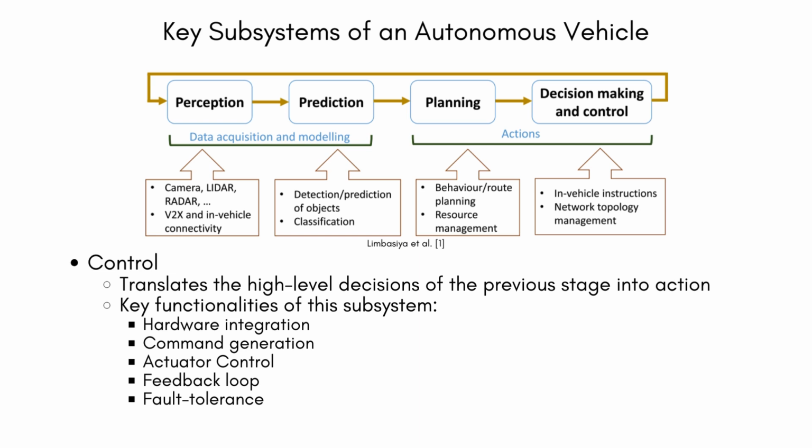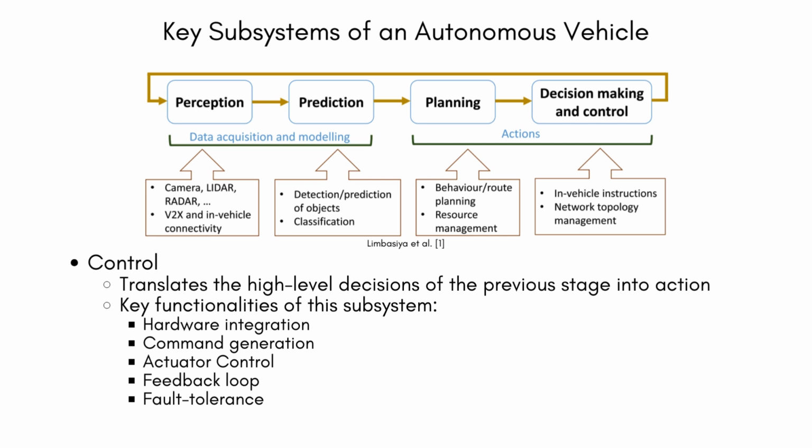Feedback loop. The control subsystem doesn't operate in isolation. It constantly receives feedback from various sensors: wheel encoders, LiDAR, cameras, to monitor the vehicle's actual behavior. This feedback loop allows the control system to make real-time adjustments and ensure the vehicle follows the planned path accurately.